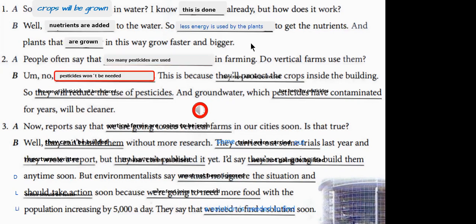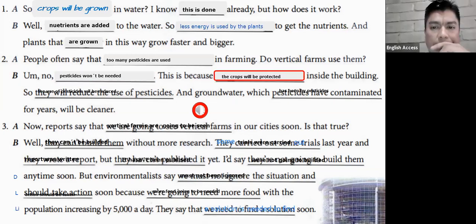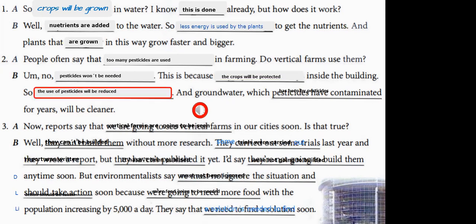Yes, what about the next one? Correct. And the next one? Yes, it's complete. Next. Yes, it's correct. Will be reduced. It's complete. And the next one?